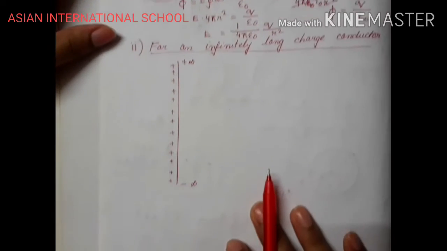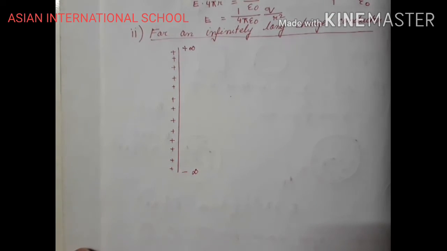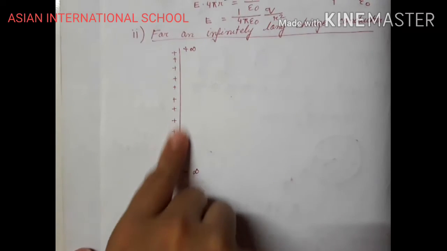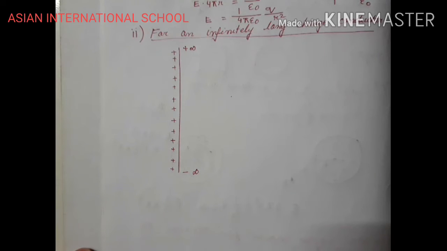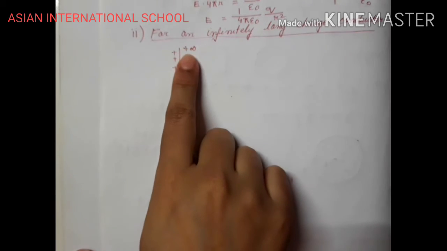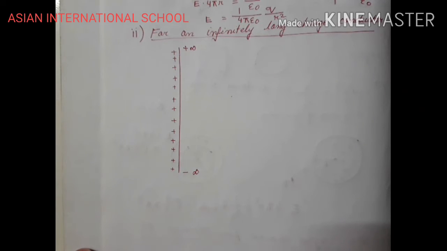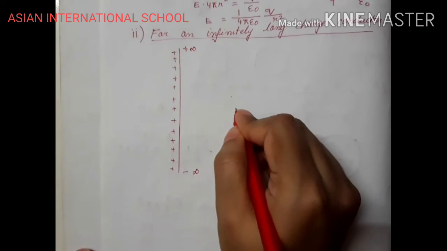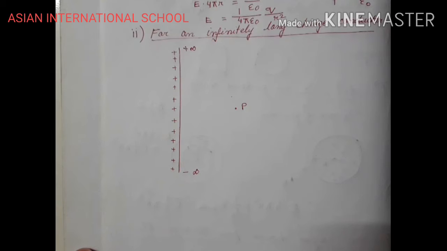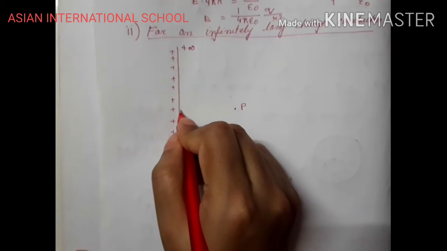Now let us move to the next case. In the next case, we are taking an infinitely long charge conductor. The length of the conductor extends from minus infinity to plus infinity. And I have to calculate the electric field at a point P, which is r distance away, or x distance away, from this charge. So let us calculate the distances.